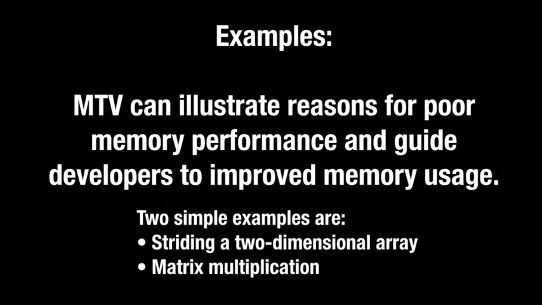Examples. MTV can illustrate reasons for poor memory performance and guide developers to improved memory usage. Two simple examples are striding a two-dimensional array and matrix multiplication.